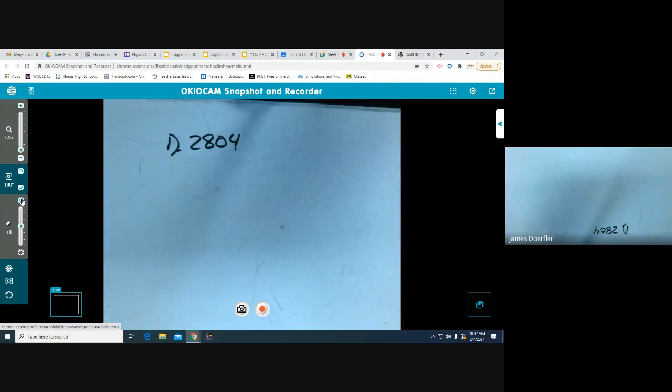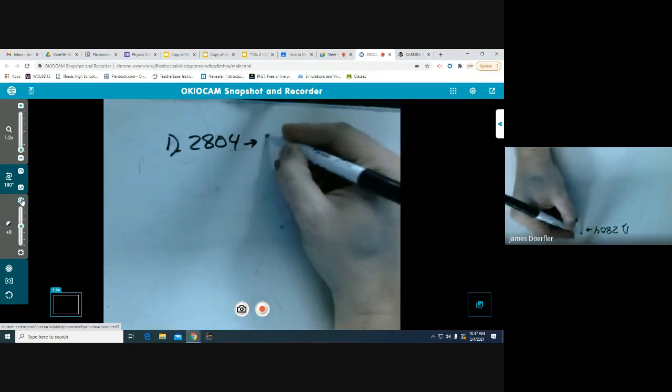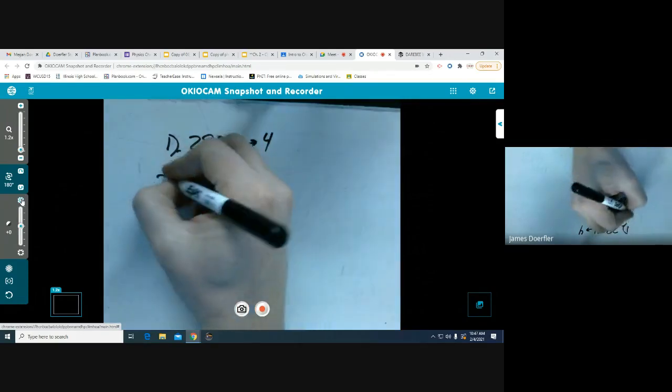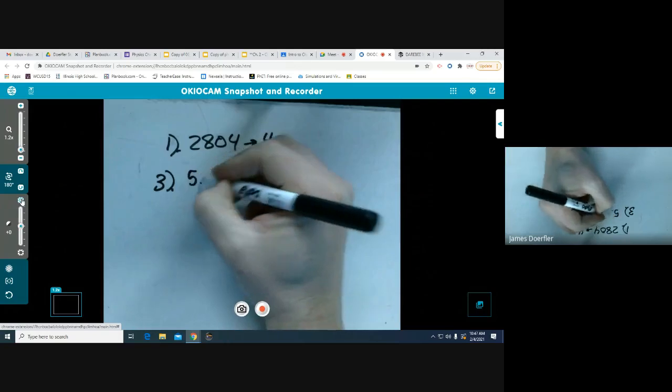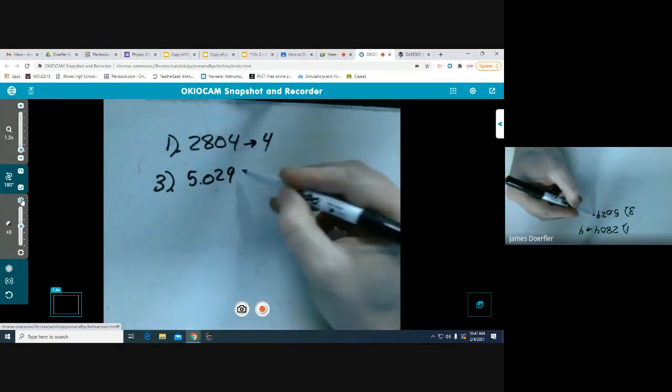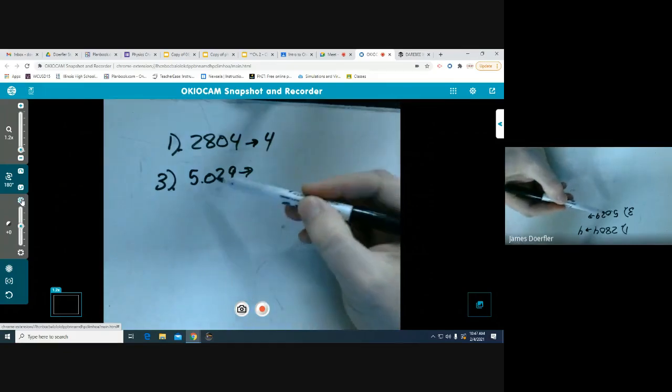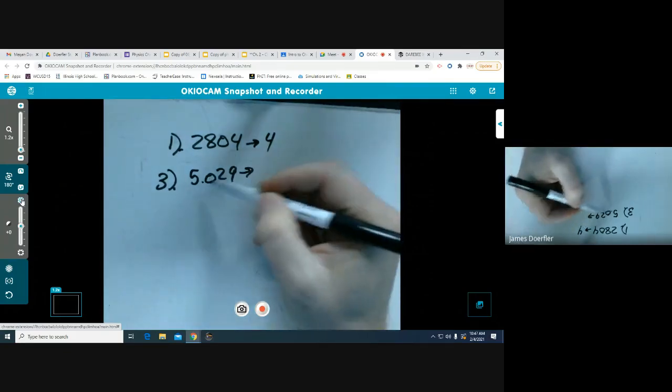How many do we have? So we just simply write 4. Number 3, 5.029. How many do we have there? 4. Again, that 0 is sandwiched between non-zeros.